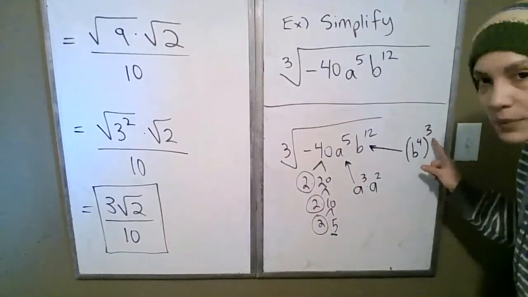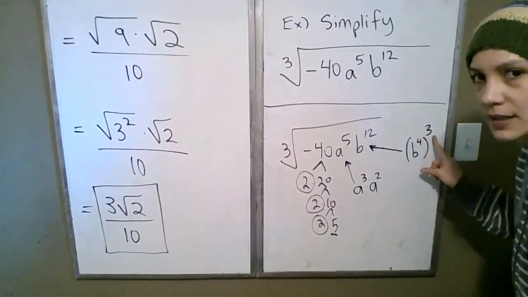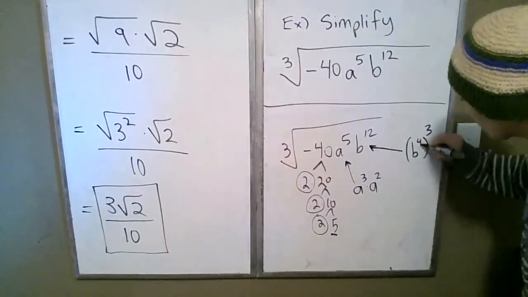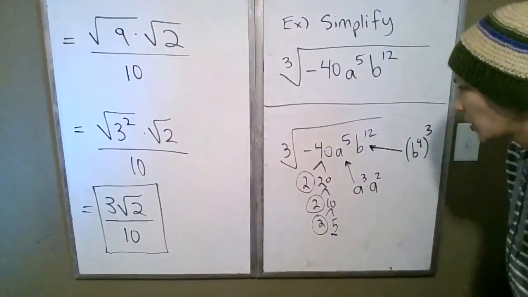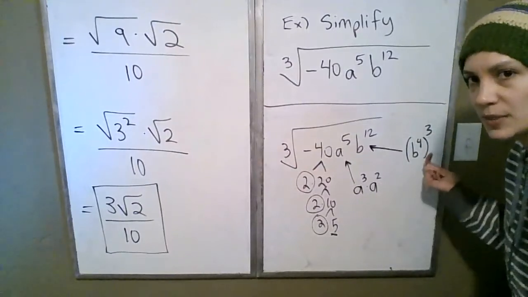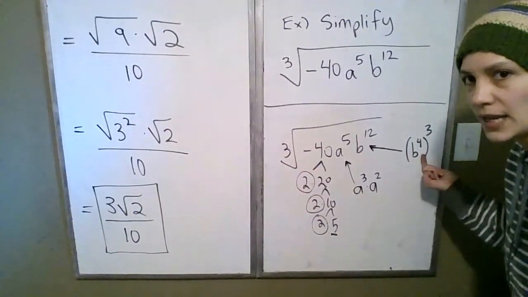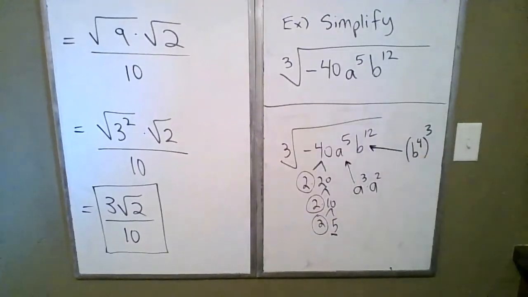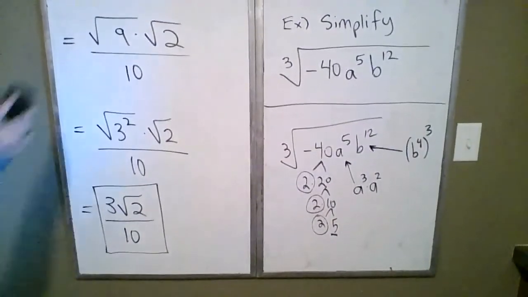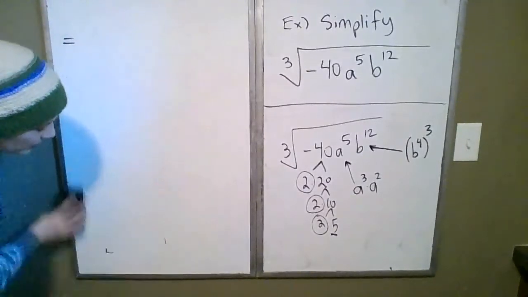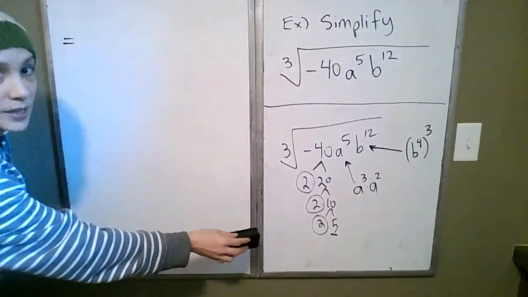And again, I'm picking this power 3 out here to match with that root 3 that I was given. So I'll be able to bring out an a, but the a squared stays, and I'll be able to bring out b to the 4th, and there's no leftover values for b under the root. Okay, let's start though by just rewriting what the problem is with the factored form of negative 40.